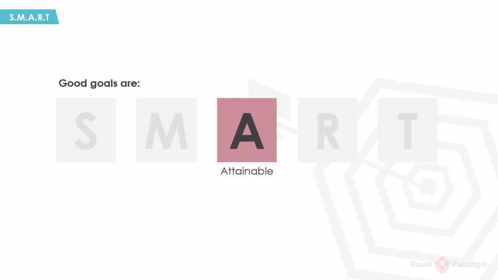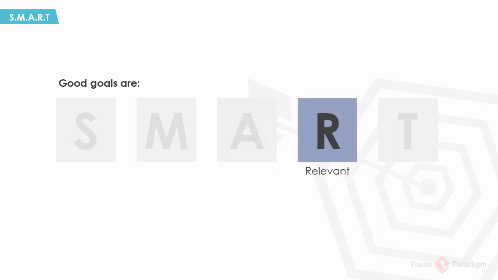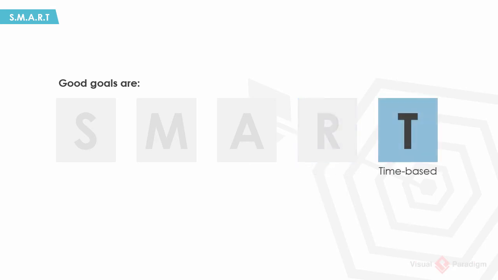Attainable. Set realistic goals. Don't set goals that are too difficult to achieve or beyond the team's capabilities. If such a goal is proposed by the user and cannot be changed, you may need to assess the other part of the planning, such as the staffing plan, to see if the goal can be made attainable with more resource inputs. Relevant. Make sure the goals are relevant to the business objective. Time-based, or sometimes called time-bound. Make sure a goal has a deadline defined.